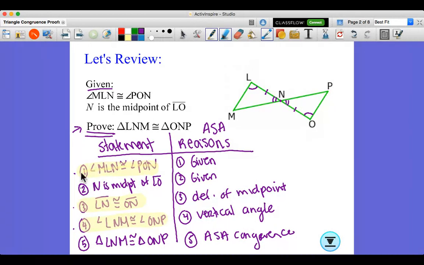There are a few things that could be moved around in here, but not too many, right? I need number 2 to go before number 3. I can't move these. They have to go in this order. If I wanted to say number 4 earlier, I could do that, right? Vertical angles don't depend on anything else. But this triangle congruence statement at the end, what I'm trying to prove, needs to go on the last step.